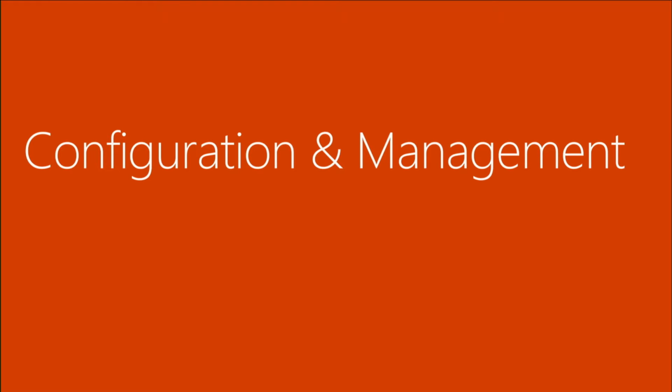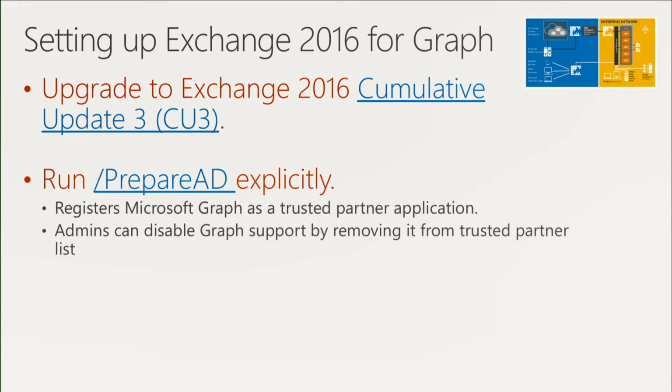Obviously, to do this, you have to do some groundwork with the on-premises Exchange environment. So let's see what that is. Number one is the Exchange server setup. You must upgrade to 2016 CU3. I mentioned this before, but this is important. And you have to run Prepare Active Directory explicitly.